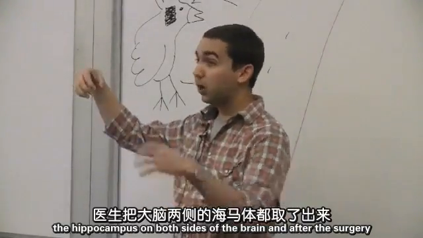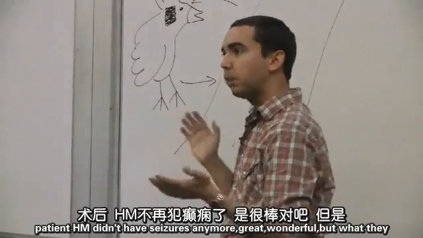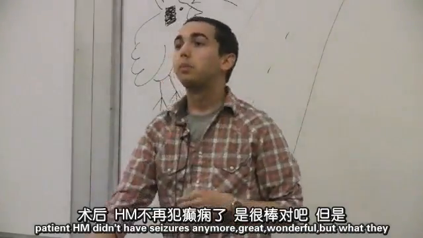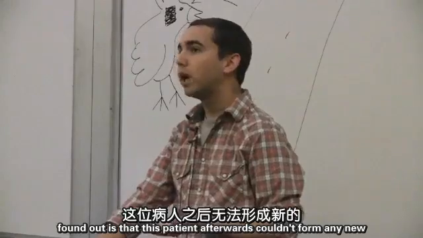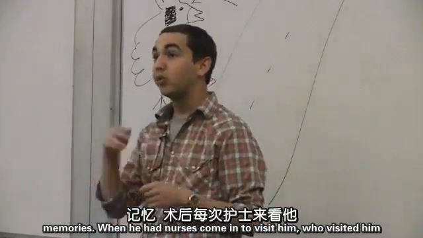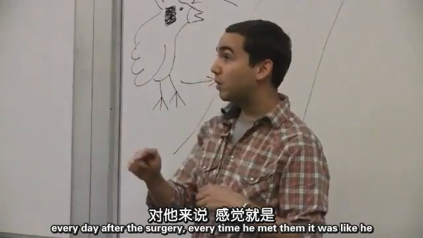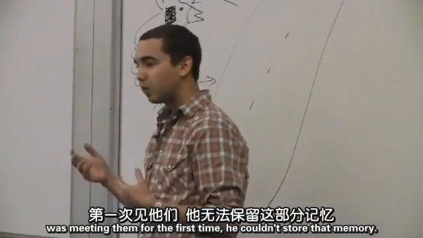So they took out the hippocampus on both sides of the brain, and after the surgery, patient HM didn't have seizures anymore. Great, wonderful. But what they found out is that this patient afterwards couldn't form any new memories. When he had nurses come in to visit him, who visited him every day after the surgery, every time he met them, it was like he was meeting them for the first time. He couldn't store that memory.